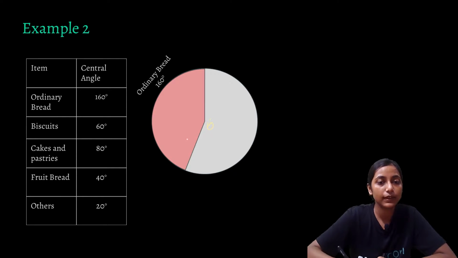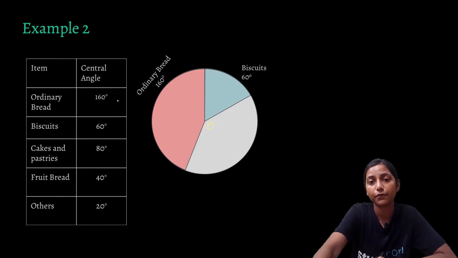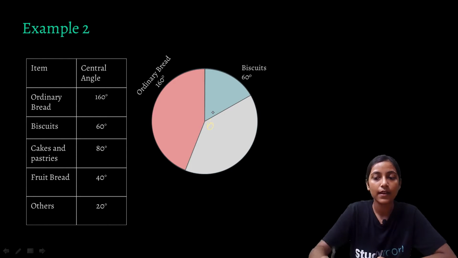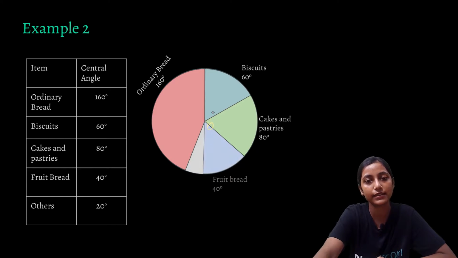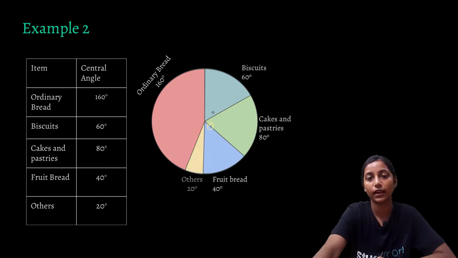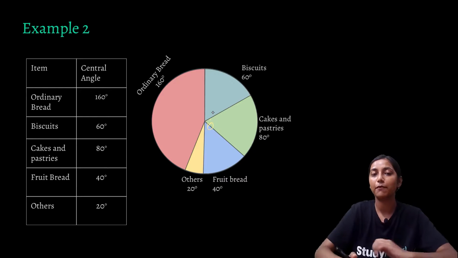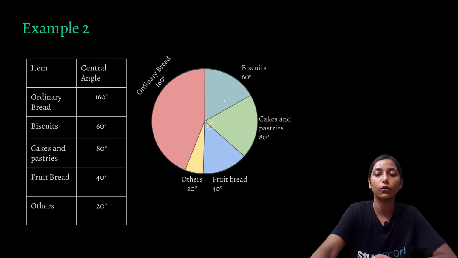Now, next one is 60 degrees for biscuits. From the same center O, draw another angle for biscuits, that is 60 degrees. Use a protractor. Give this another color. Similarly 80 degrees for cakes and pastries, fruit bread 40 degrees, and the last one that is left is others, that is 20 degrees. This is our pie chart that was required, and we have made it. First of all, converting the data into fractions and then into central angles, and then drawing the whole pie chart.